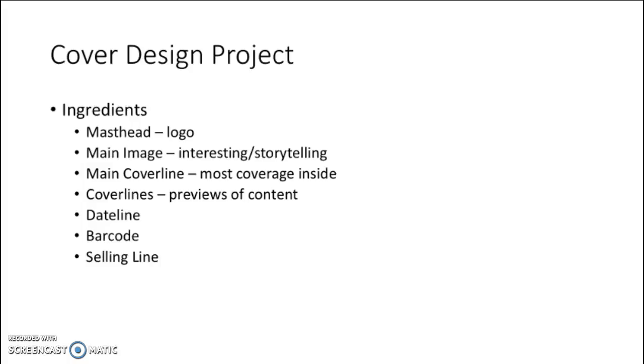Then we have cover lines. So cover lines are previews of the text that you'll see, the stories you'll see inside of the magazine. The main cover line should be set apart visually, so it's established as the most hierarchy, and it is what is given the most coverage inside. Then you'll have, depending on your project, between 2 and 4 additional cover lines. You can have more than that if you'd like. And these are just previews of the content. You can create your own cover lines for this project. You do not have to copy someone else's, but you can look to others for ideas as well.